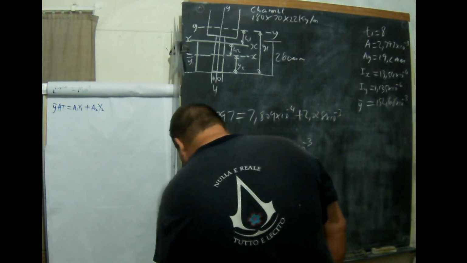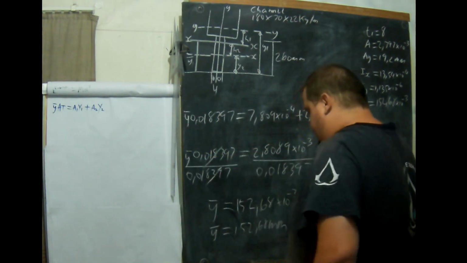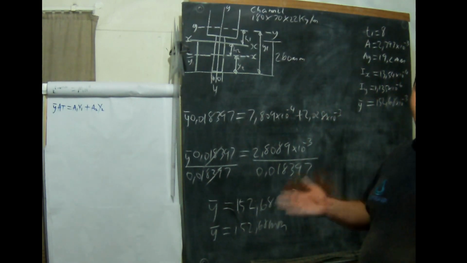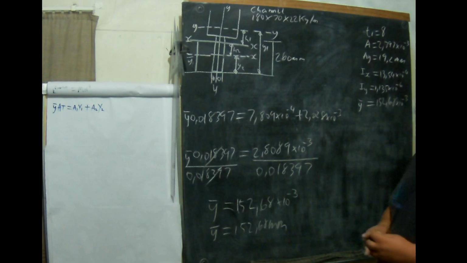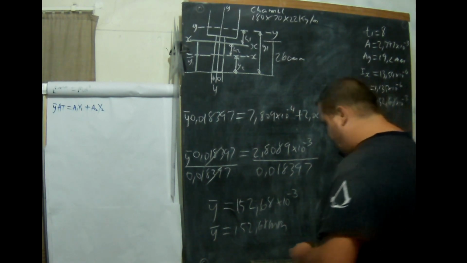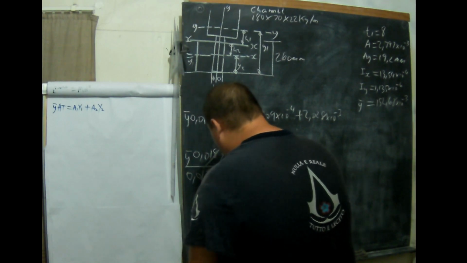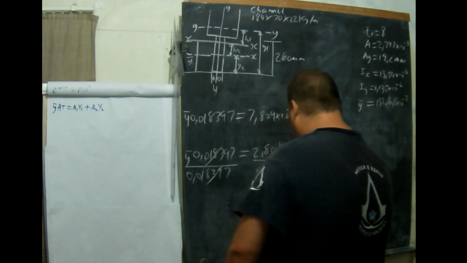We have to take the moment of area about both axes. So, the moment of inertia about both axes. How we do that is we take y bar.